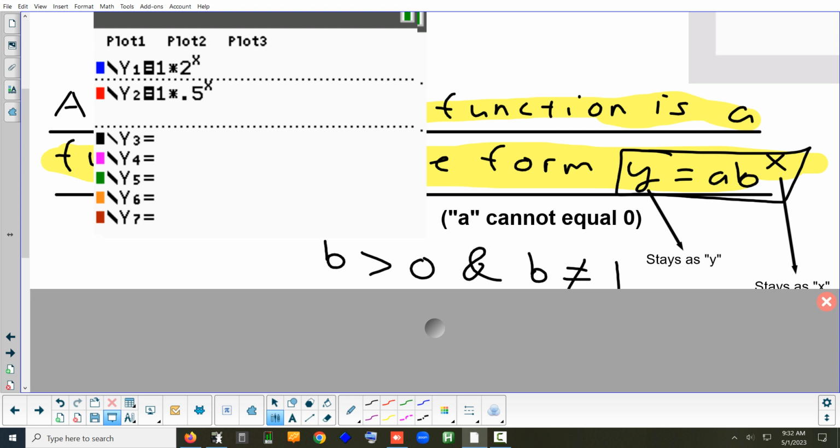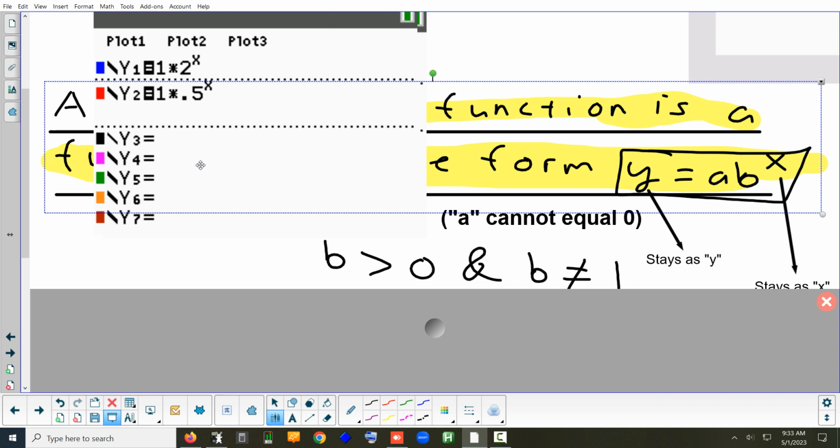How about the B value? What's the B value in that one? Careful, you're looking in the right spot, but not 5. It's what's in front of it. 0.5, yeah. So 0.5 was the B value in this one.